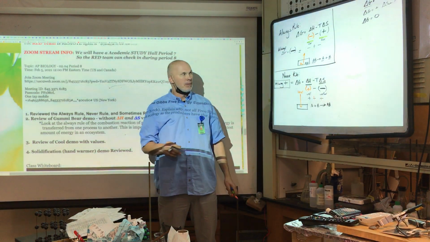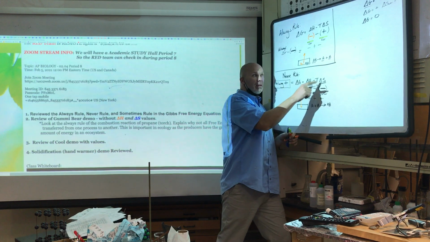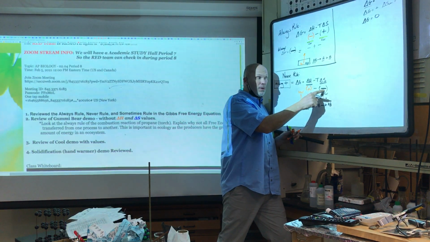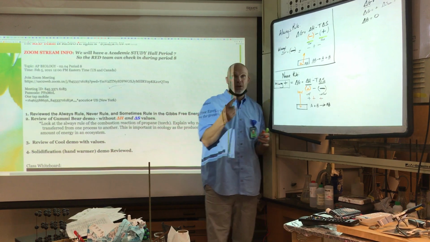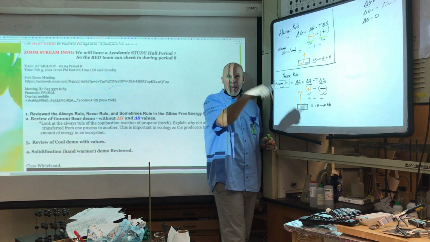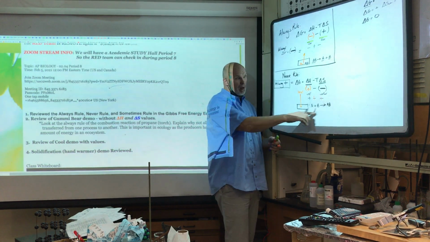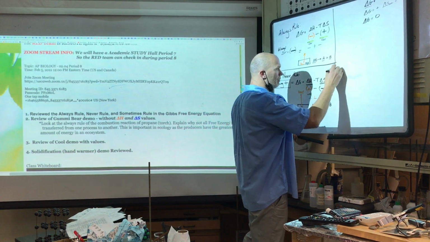Yes? So this would have a positive entropy and a negative enthalpy? This has a negative entropy and a positive enthalpy. It's positive because I'm gaining heat. This is bad. I'm decreasing my dispersion by that happening. And that, my friends, is the never rule.